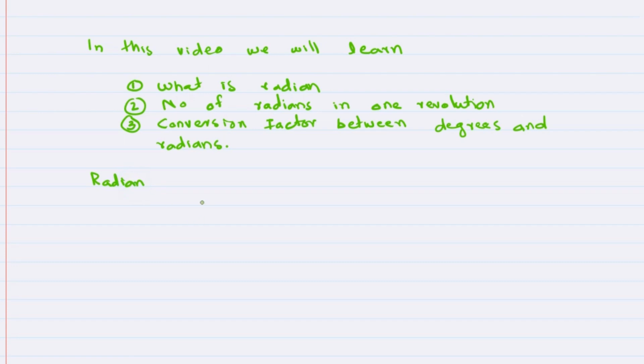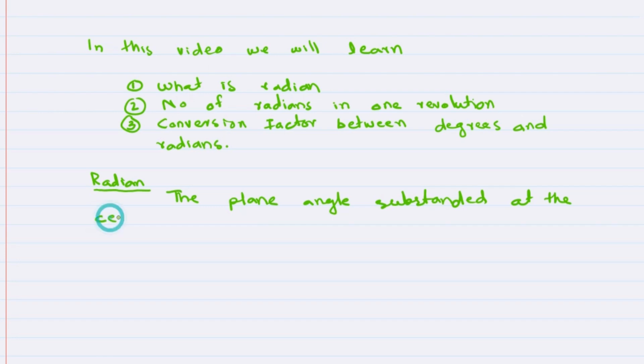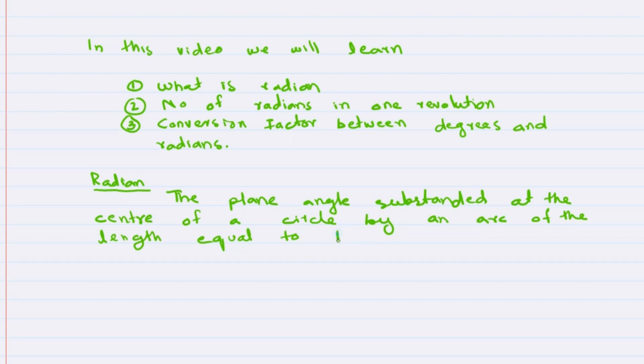So first we define radian. The plane angle subtended at the center of a circle by an arc of the length equal to the radius of the circle.